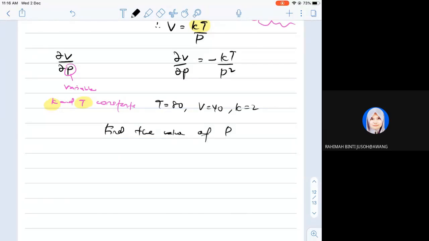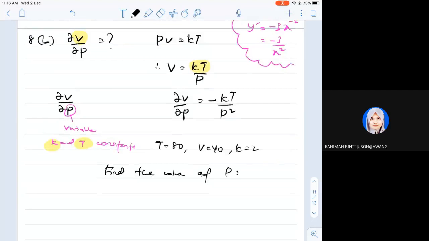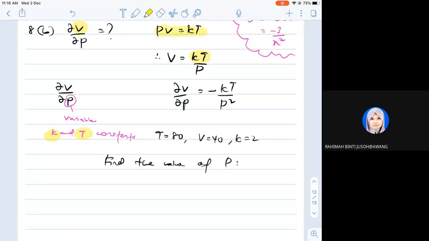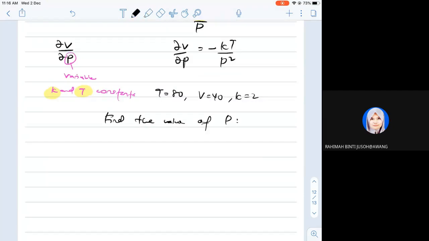Macam mana nak cari value of P? Do you get any idea? How do we find the value of P? Yeah, substitute into this function. Okay, PV equals to KT tu. So as we know, PV equals to KT. So P equals to KT over V. So K is 2. T temperature equals to 80. Bahagi 40. Okay, so 160 bagi 40.